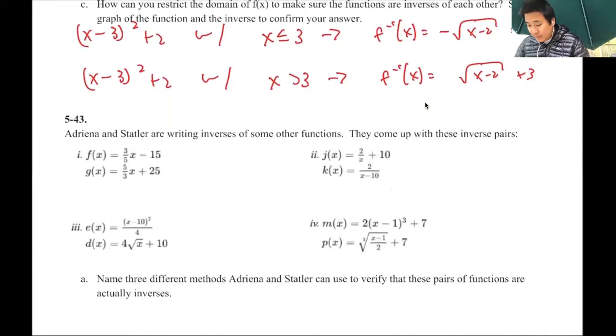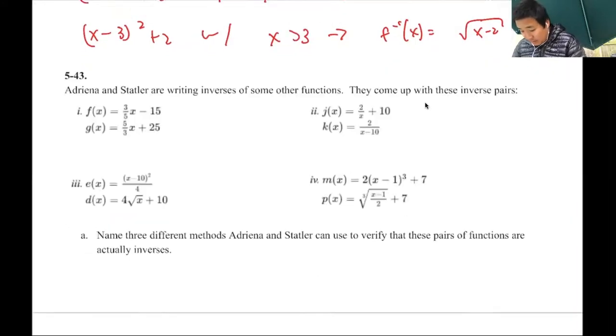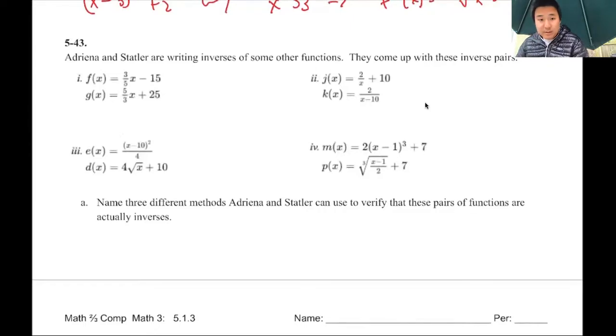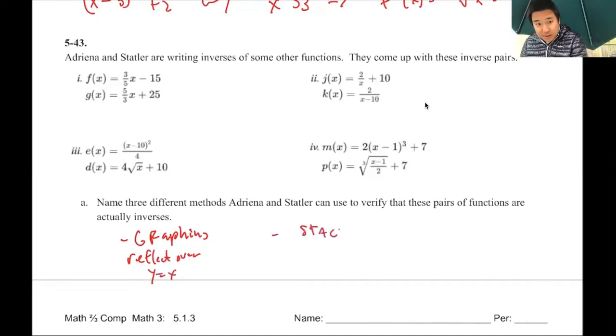Brianna and Statler are writing inverse functions, coming up with inverse pairs. They have 3 different methods Andrea can use to verify. So you can do graphing, reflect over the y equals x line. You could stack. You could use a table and switch x and y.